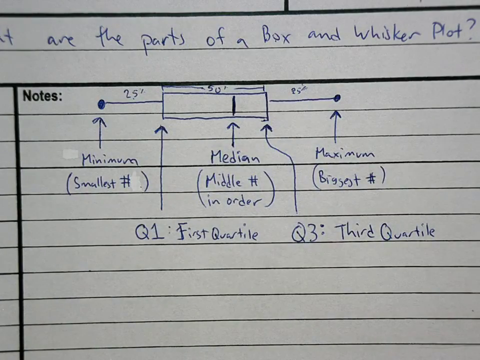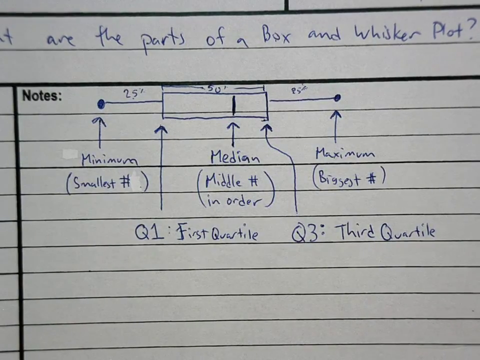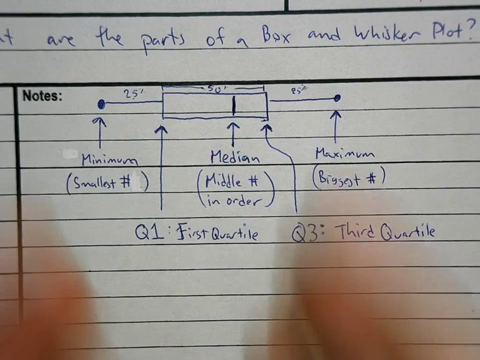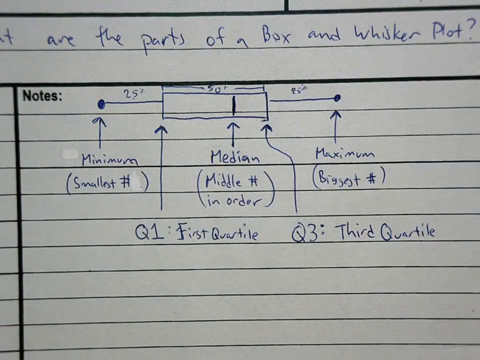So what you're going to have to do is find all these pieces of information. You are going to have to figure out what the minimum is, the median is, the maximum is, the first quartile and the third quartile, and you're going to have to make a graph for each one of these things.